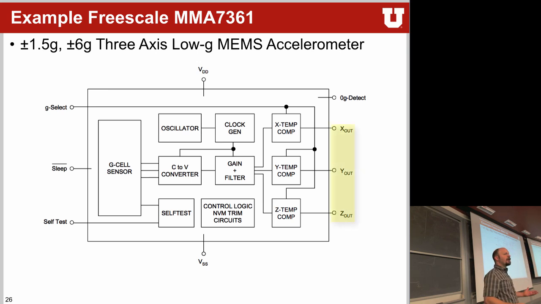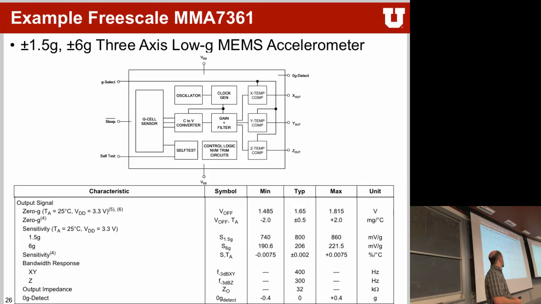So how can we find out how this sensor translates voltages on these pins to G ratings? Well, we have to go and read the data sheet, right? So in this case, something that we find in the data sheet looks like a table like this. It will tell us that the 0G output will be 1.6 volt typical, not really interesting to us. Sensitivity, there we go. Sensitivity at 1.5 G or 6G. So apparently you can have this chip in two different modes. One of them measures up to 1.5 G and the other one up to plus minus 6 G.